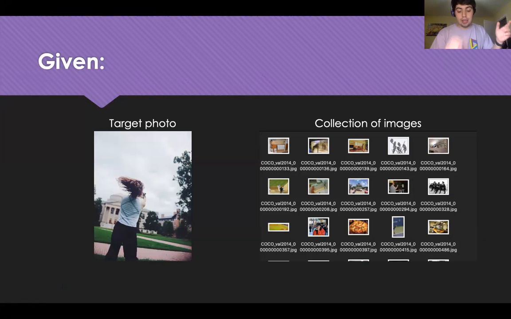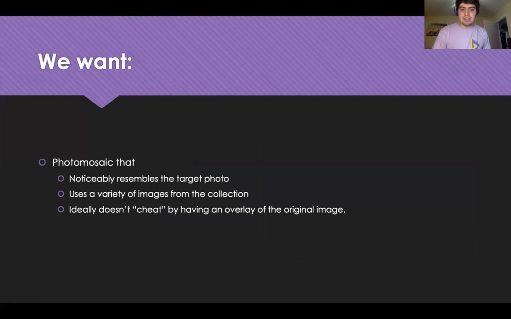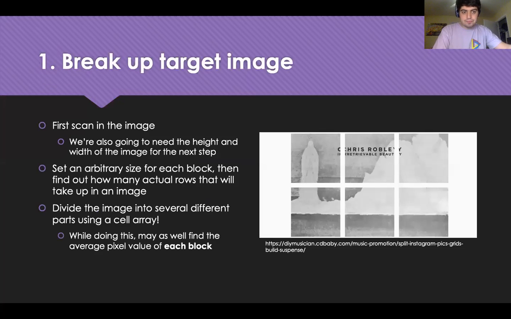So we're going to try and make a photomosaic that noticeably resembles that target photo as much as possible, while still using a variety of those images from the collection, and ideally doesn't cheat the look by having an overlay of the original image. So in order to do this, this is the algorithm I used.